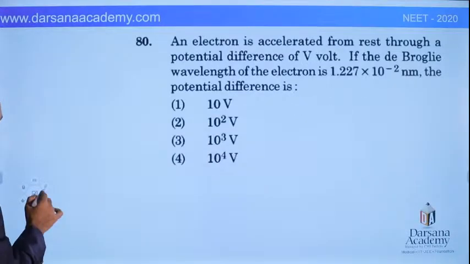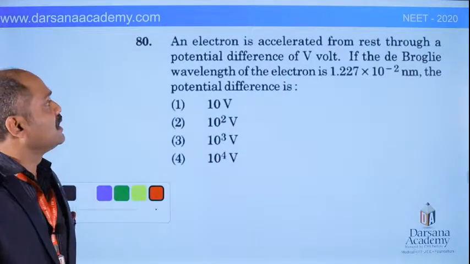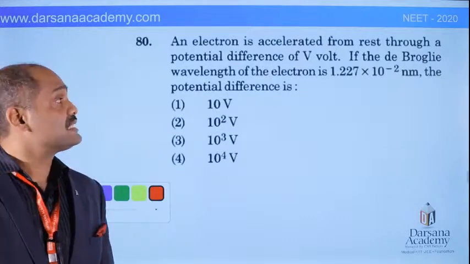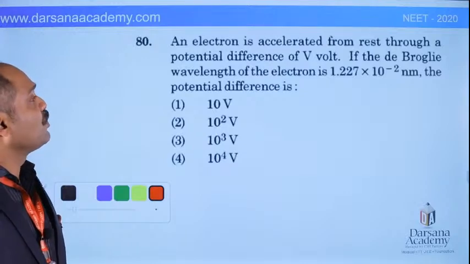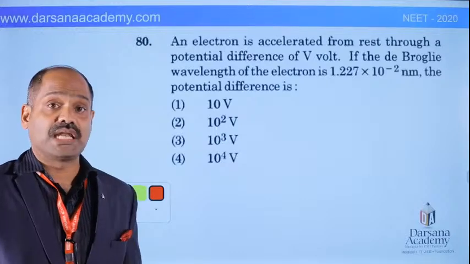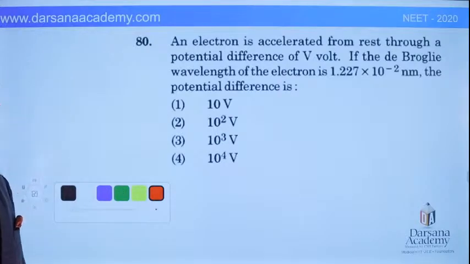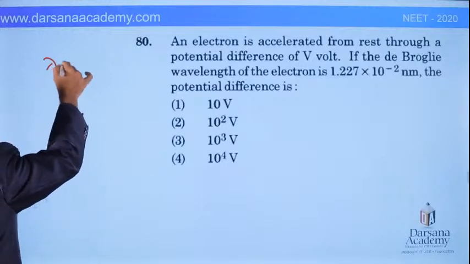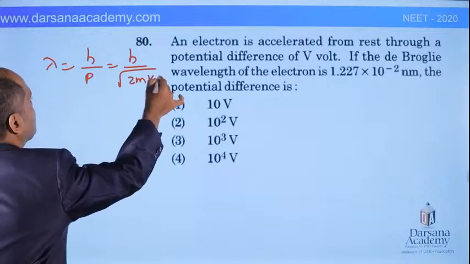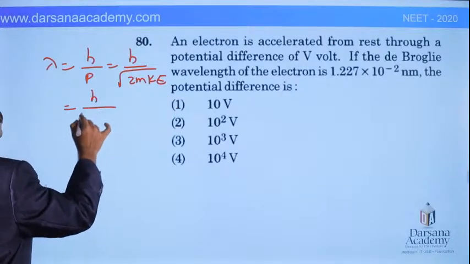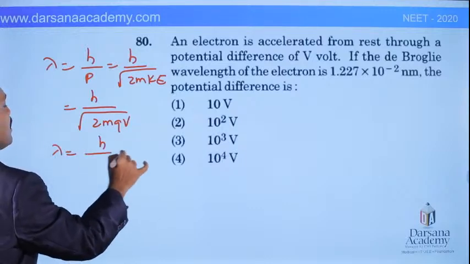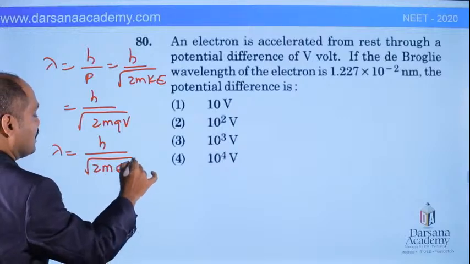Now look, it's a question from your dual nature chapter. An electron is accelerated from rest through a potential difference of V volt. If the de Broglie wavelength of the electron is given as 1.227 into 10 raised to minus 2 nanometer, then you need to find the potential difference. So the de Broglie relation: lambda is equal to h divided by p. It becomes h divided by root of 2m kinetic energy, or h divided by root of 2m q V. For an electron, it becomes h divided by root of 2m e V.